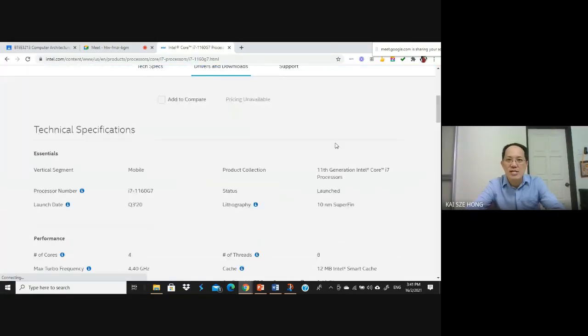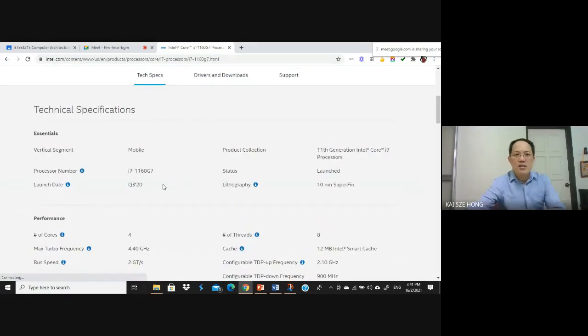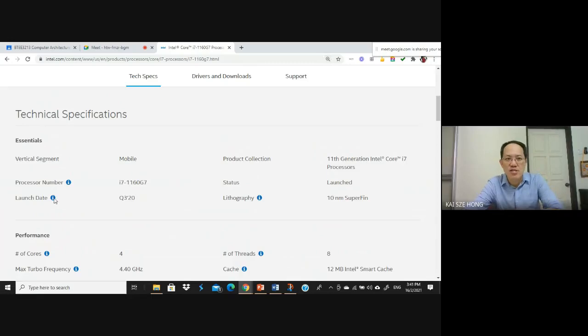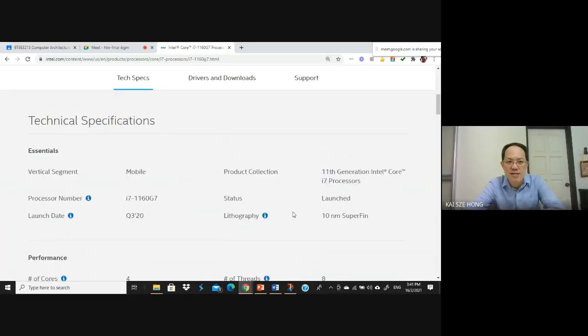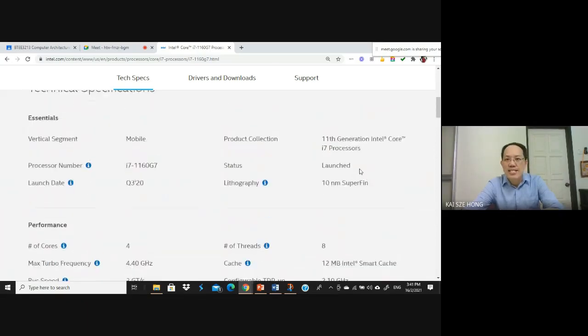So let's go here and see. Basically, it was released in quarter 3. The processor number is i7-1160G7. And 11th generation will definitely be faster than the previous generation. So although it's an i7, different generations actually have different speeds. You can see it's using 10 nanometer SuperFin, which is a very high-end technology.